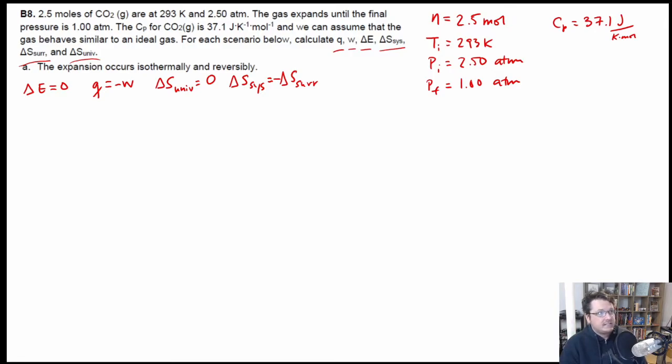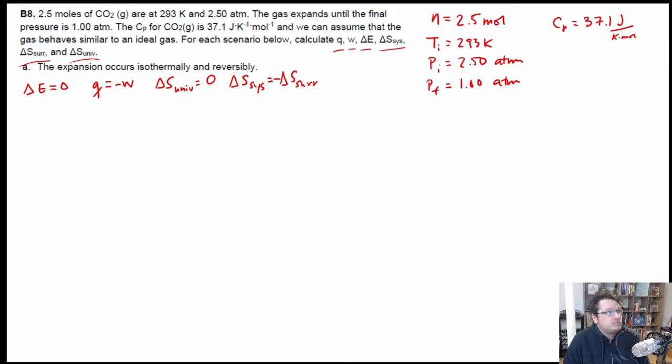So in essence, for this specific problem, there are only two equations that we're going to have to apply. We're only going to really have to calculate two things using this information to get our values.